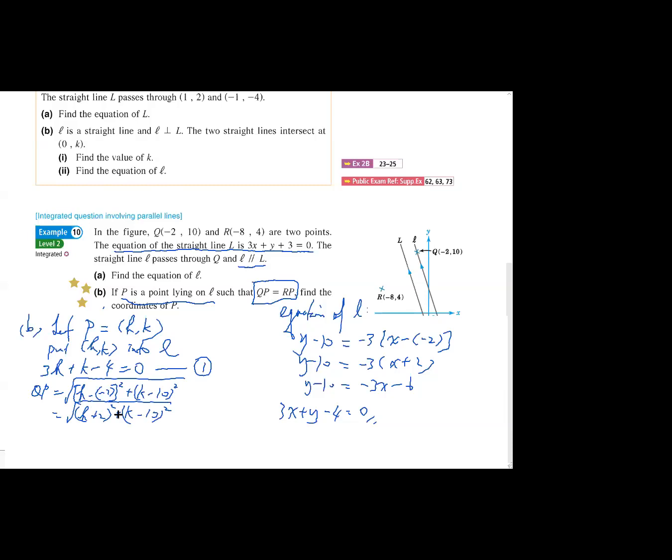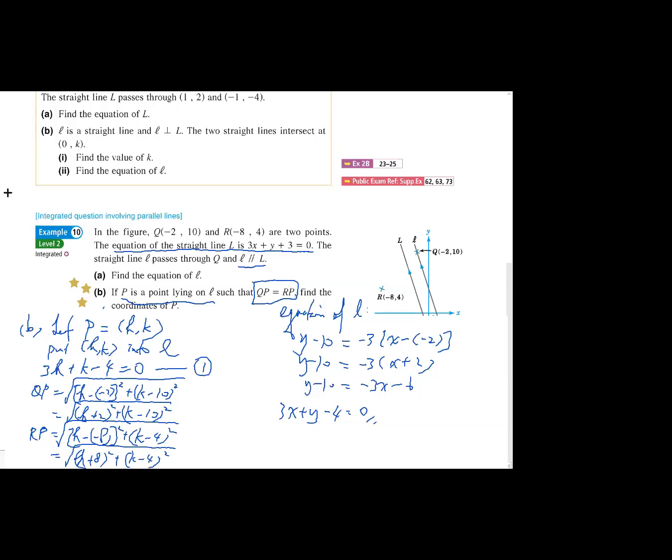And then RP. So what is the length of RP? Again, we use the distance formula to find the length of RP. So that should be the square root of (h minus -8) bracket square plus (k minus 4) bracket square. So that should be equal to the square root of (h plus 8) square plus (k minus 4) square. 好啦，我哋各自揾咗左手邊同埋右手邊啦，但係佢話係 QP is equal to RP. Okay, so QP is equal to RP, which means that we need to put them together.